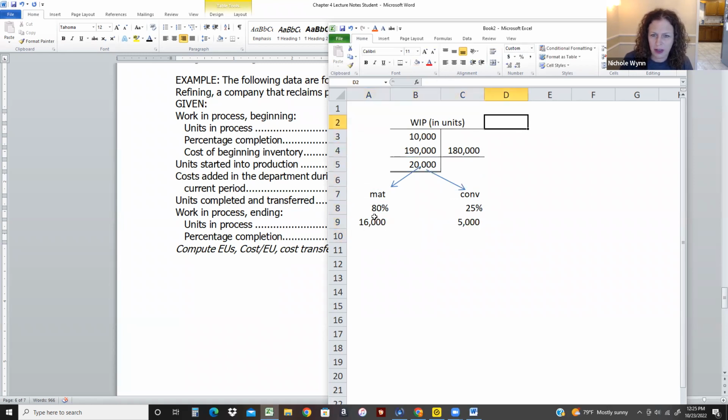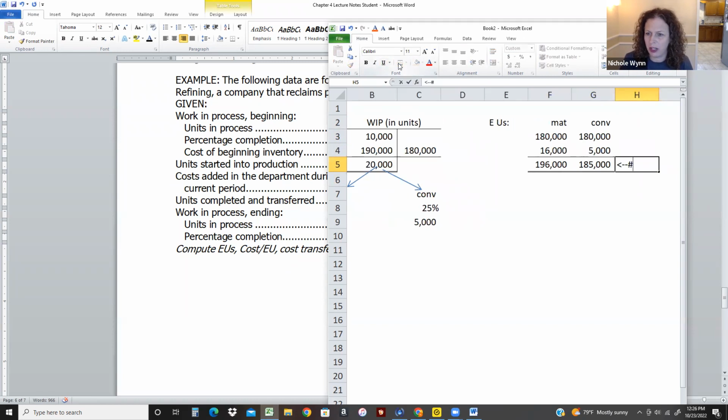And so then the next step will be go over here and we're going to do EUs, and we're going to have EUs that are separate for material and conversion. We definitely finished 180,000 units, but we also finished the equivalent of 16. So this 180 comes from here. And this 180 comes from here. And then we finish the equivalent of 16 and the equivalent of 5. So my EUs are going to be 196 and 185. Give that a nice double underline. And this will be my answer for number 1.